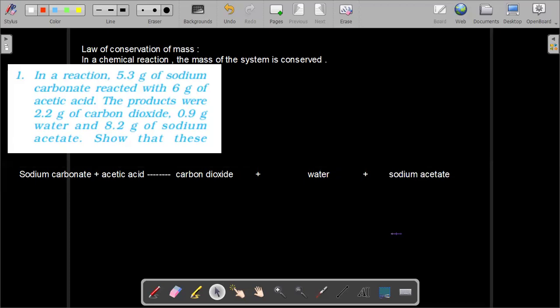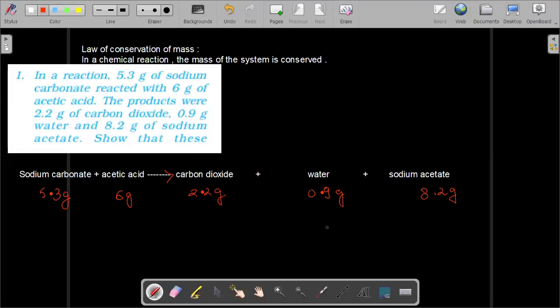Okay. So if we write down everything: sodium carbonate, we have taken 5.3 gram of sodium carbonate, and acetic acid we have taken as 6 gram. And the products that we obtain here: carbon dioxide as 2.2 gram, water as 0.9 gram, and sodium acetate as 8.2 gram.